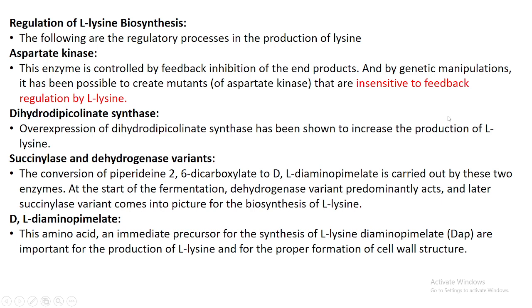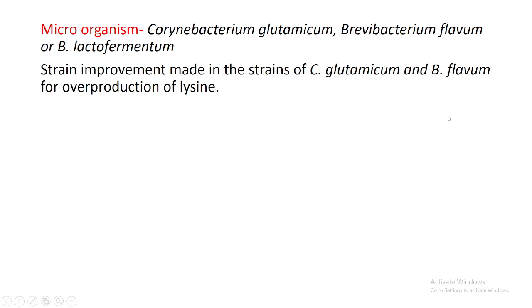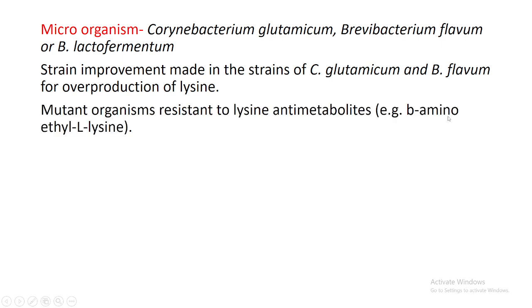Okay, the microorganisms used for L-lysine production, microbial synthesis in the fermenter, are Corynebacterium glutamicum, Brevibacterium flavum, and Brevibacterium lactofermentum. And strain improvement has been done on these organisms to make them more productive for the overproduction of lysine. So let us see what strain improvement has been done.